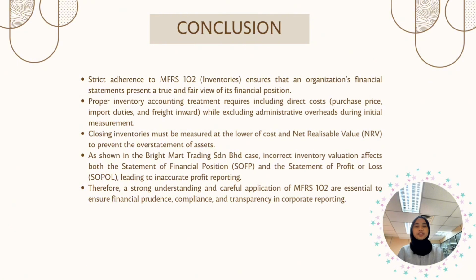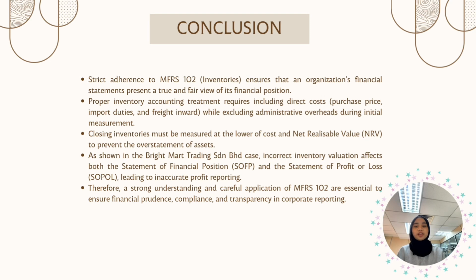So, in conclusion, strict adherence to MFRS 102 is paramount to ensuring that an organization's financial statements reflect a true and fair view of its financial health. Through the practical application in this assignment, it is evident that the proper accounting treatment for inventories, ranging from the accurate inclusion of direct costs like purchase price, import duties, and freight inward to the exclusion of administrative overheads, is vital during the initial measurement stage. Furthermore, applying the conservative rule of measuring closing inventories at the lower of cost and net realizable value (NRV) is crucial to prevent assets from being overstated.